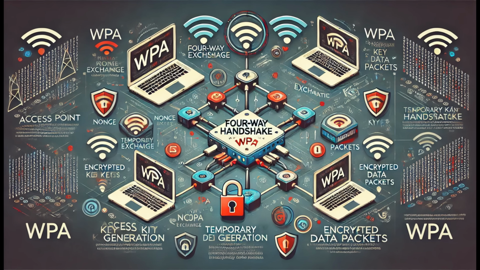When a device connects to a WPA-secured network, the access point and client perform a four-way handshake to create unique encryption keys. This handshake begins when the access point sends a random number, known as a nonce, to the client. The client replies with its own nonce, and they exchange additional information to generate a temporary key that keeps data secure. This key is refreshed for every packet, protecting the connection against intruders.